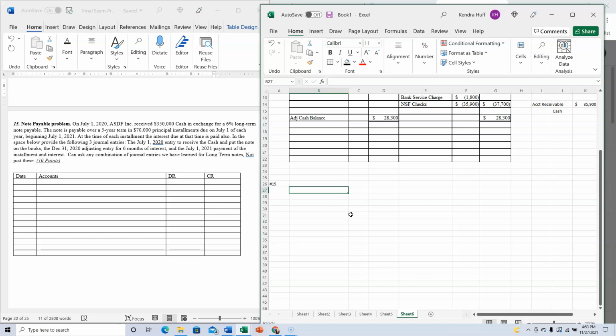In the space provided below, provide the following 3 journal entries. The July 1st, 2020 entry: received the cash and put the note in the books. The December 31st journal entry, an adjusting entry for 6 months of interest, and the July 1st payment of the installment and interest. Okay. All right. So first one up, July 1st of 2020. We borrowed cash of $350,000 and we took out a note payable to do it.